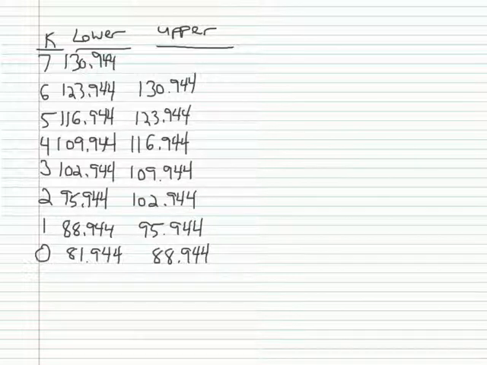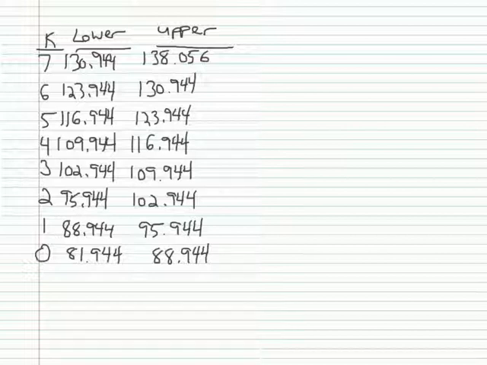Now for this upper boundary of my last interval, remember I've already computed that, so I don't need to add 7 here. I can just take the value I computed previously, which was 138.056. And so there are the upper and lower boundaries of the intervals.